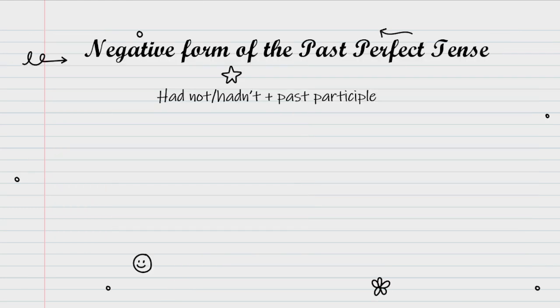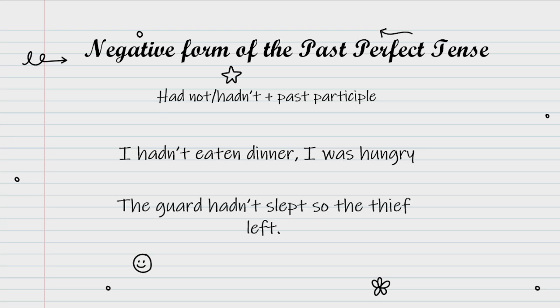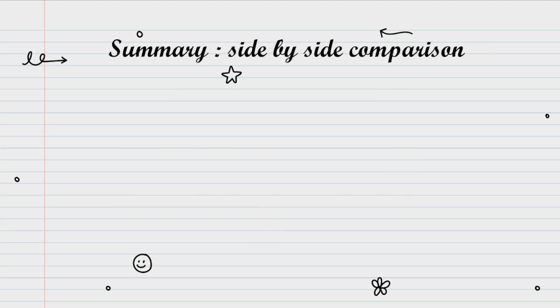Now we've got the negative form. We also just put not, so had not or hadn't, plus the past participle. I hadn't eaten dinner and I was hungry. The guard hadn't slept, so that's the first action. So the thief left. When the thief arrived, the guard was not sleeping, so he left.